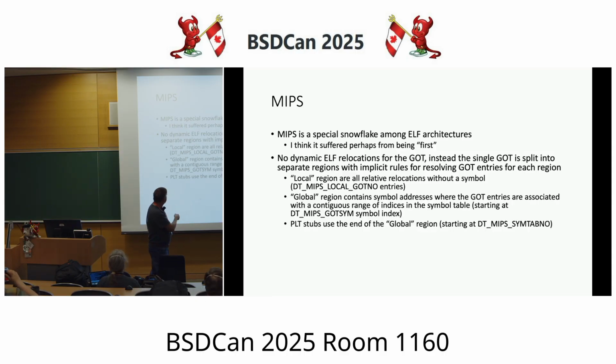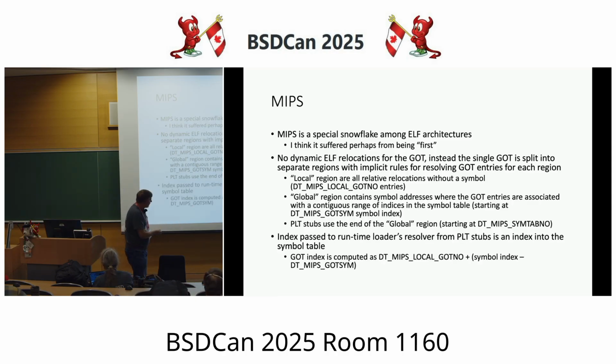That's it. Then we have a second region called global. And global is split into two pieces. The first part of global are global variables, and the last part of global are PLT stubs. There are a couple of dynamic tags that tell us, for the global variables, and actually all of them, there has to be a contiguous range of indices in the symbol table that start at this index in the symbol table to tell us what all the symbols are. And the PLT stubs use some portion at the end. We have this tag in the dynamic section that tells us when to stop doing global variables, and presumably everything after that will be fixed up lazily.